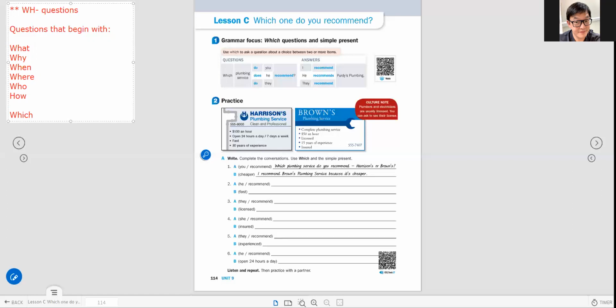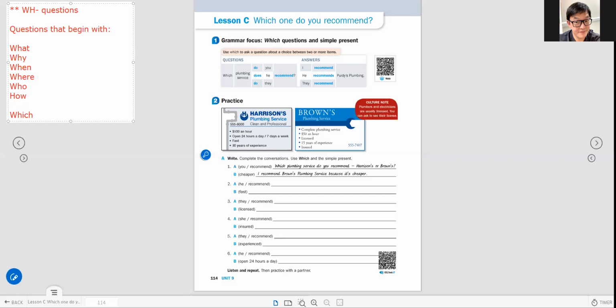Why is when you want to know the purpose, the reason. When is when you want to know the time, the date. Where is when you want to know the location. Who is when you want to know the person. How is when you want to know the way something was done, or the way something is supposed to be done, or something like that.